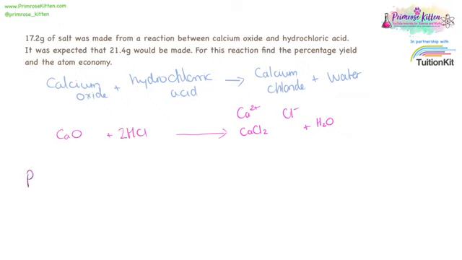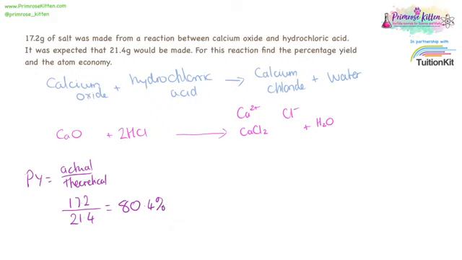When we are working out percentage yield, it is the actual yield divided by the theoretical yield. So we got 17.2 grams, we are expected to get 21.4 grams. Times that by 100 and we are going to get a percentage yield of 80.4%.